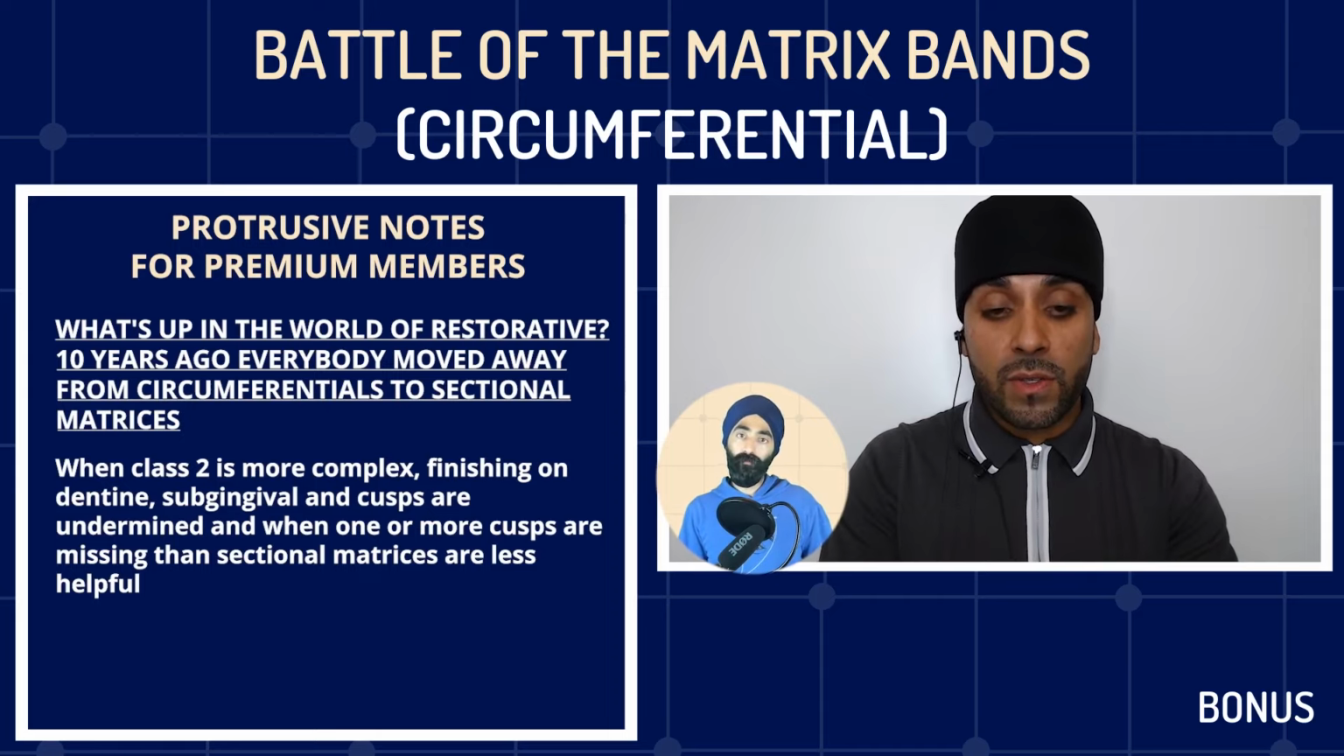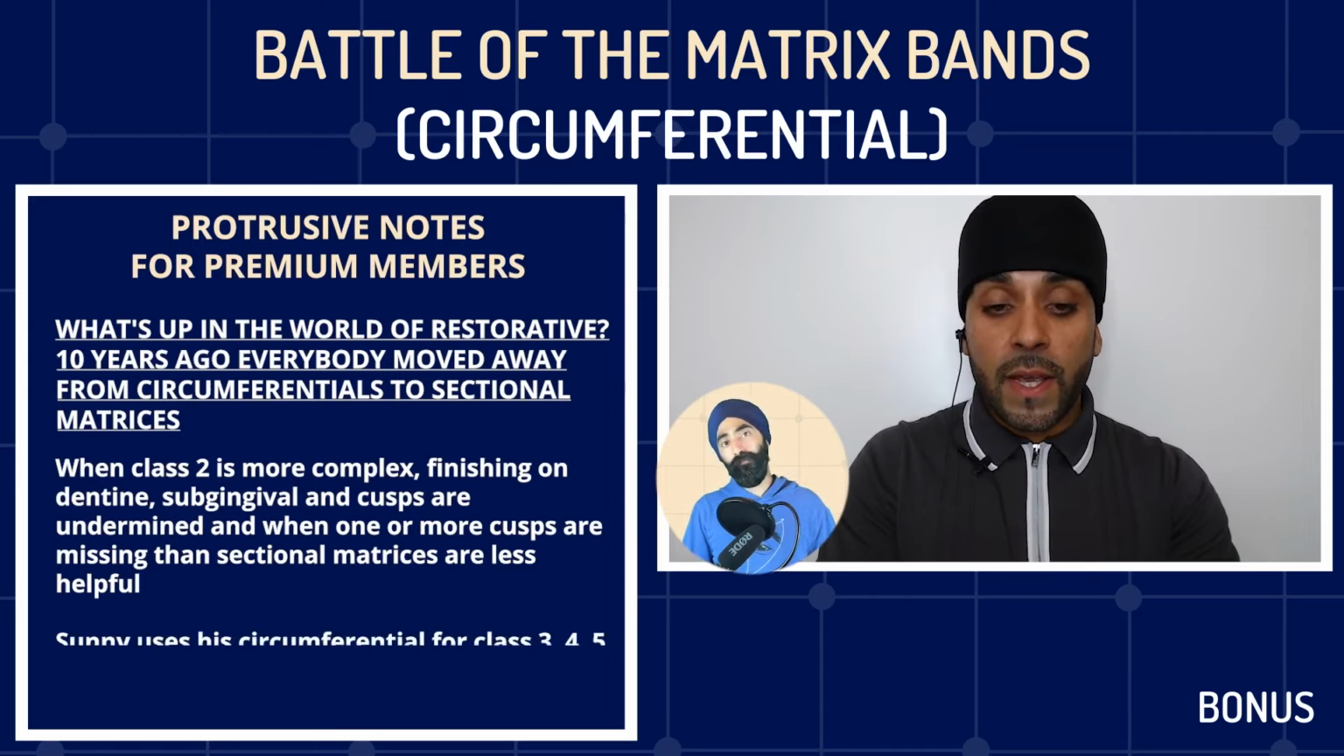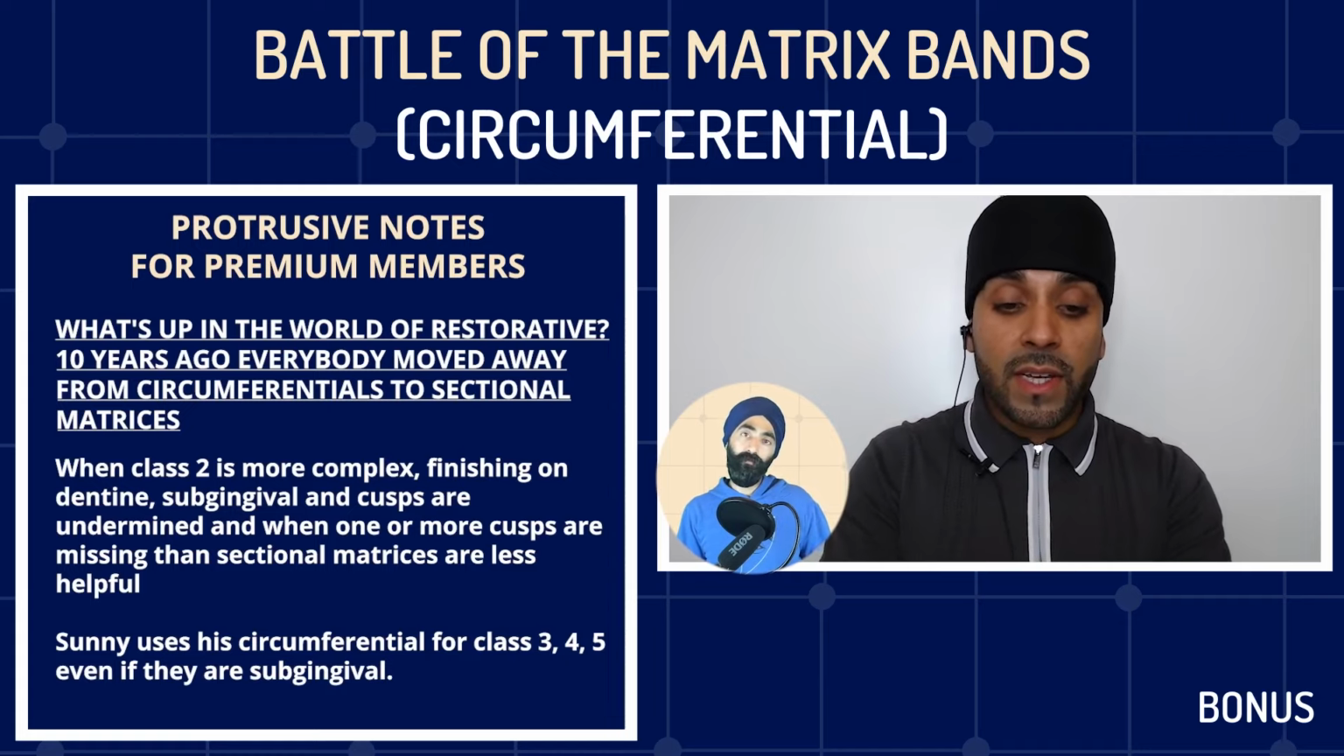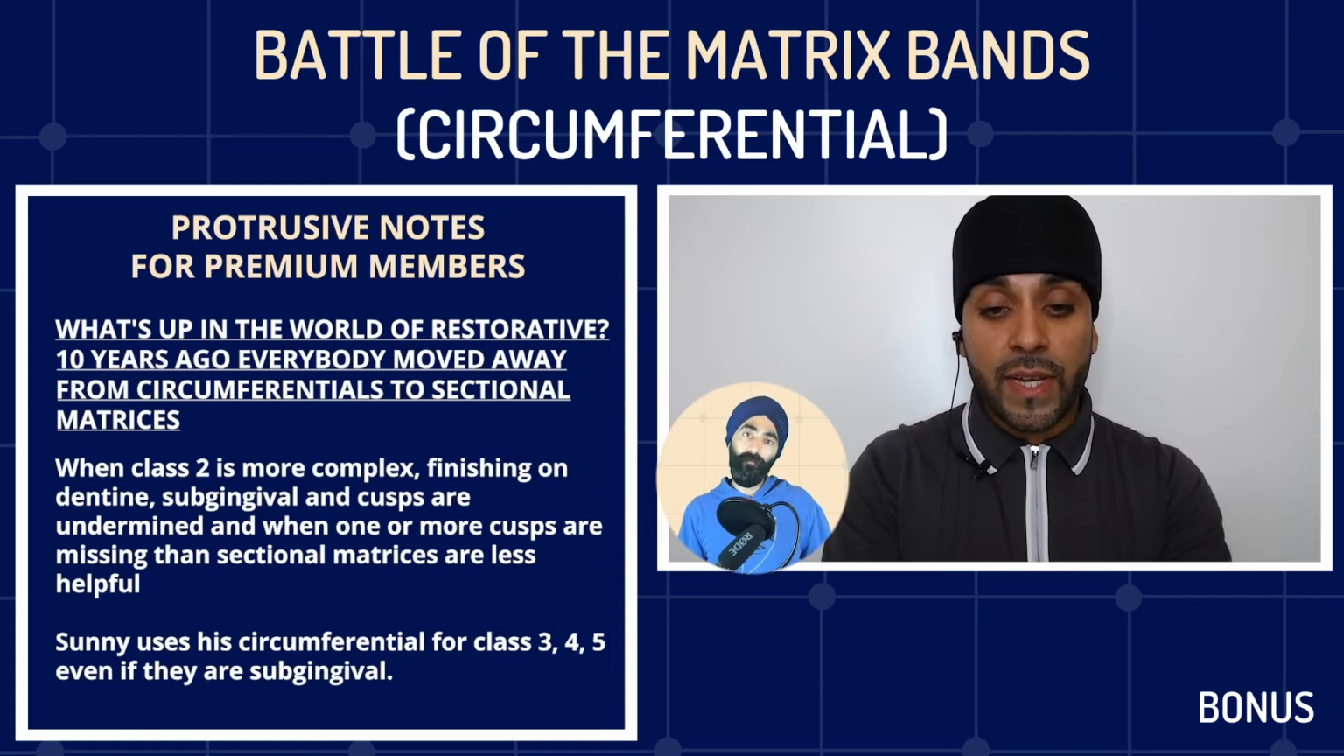And then just moving on to the next class, class three and four, they can typically be restored with a rubber dam, a sectional on its side with a wedge, or even using a custom solution like a VariStrip. The issue, however, is when they are subgingival also, right? And funny enough, I use a circumferential to restore those predictably, but I'm not gonna spoil it yet.